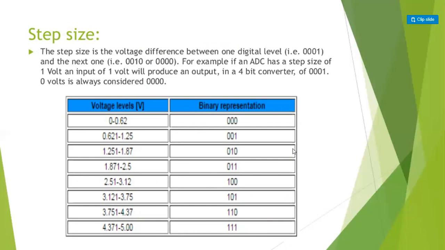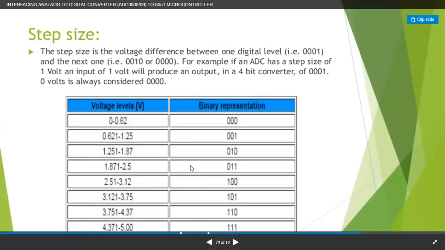For example, if an ADC has a step size of 1 volt, an input of 1 volt will produce an output in a 4-bit converter of 0001. 0 volt is always considered as 000. So when the voltage level is between 0 and 0.62, the binary representation is this one. When 0.6 to 1.25, the binary representation is 001. So a step size of 1 volt and an input of 1 volt will produce an output, and this is a 4-bit converter, and so on, and you will get 111 binary.